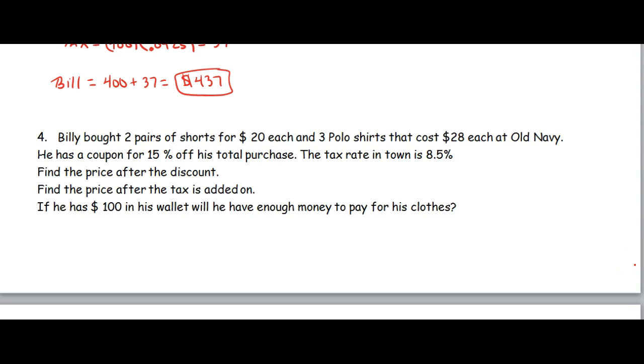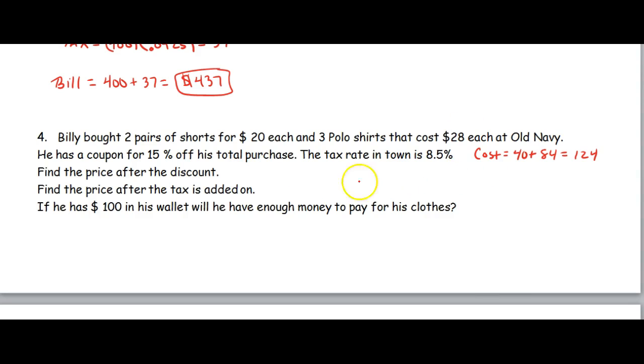Okay. Number 4. Billy bought 2 pairs of shorts for $20 each and 3 polo shirts that cost $28 each at Old Navy. He has a coupon for 15% off his total purchase, and the tax rate is 8.5%. Find the price after the discount. Well, first off, what is the total cost? The total cost is going to be 2 pairs of shorts at $20 each, which is $40, plus 3 polo shirts at $28, which ends up being $84. When you add those together, your total cost is $124.